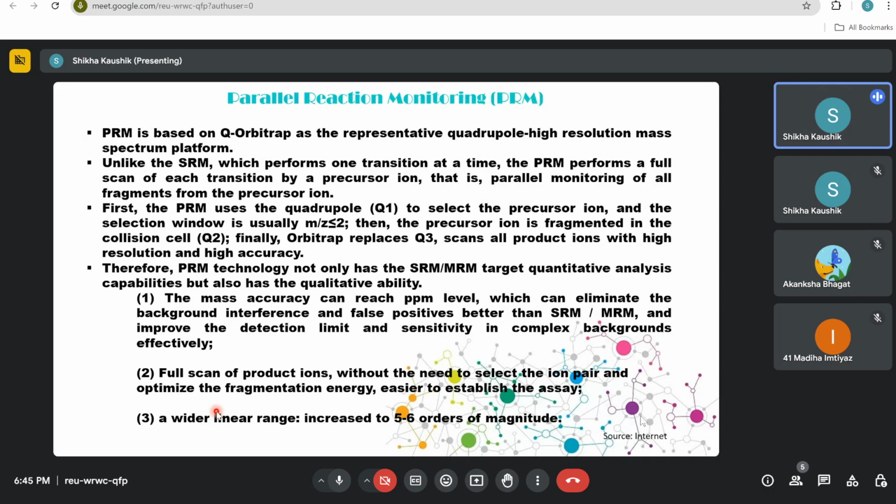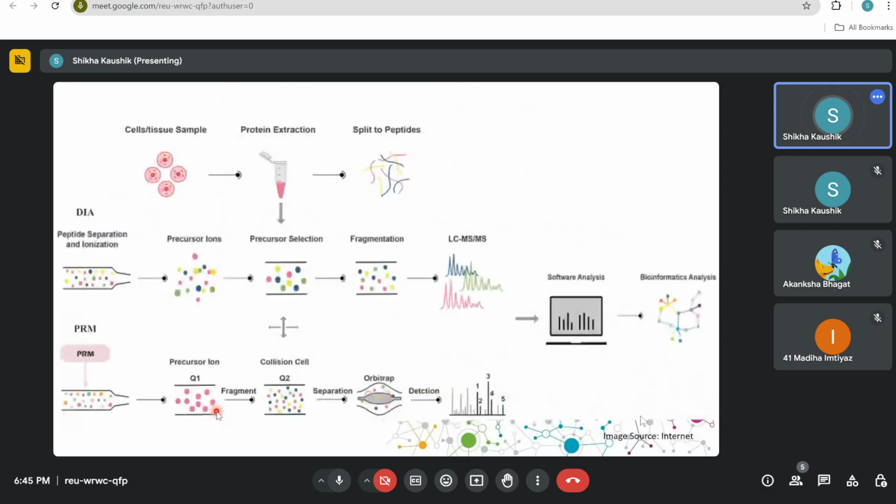Two selections are done in case of SRM, right? So this is just a cartoon to show the difference between data independent acquisition and PRM. In data independent acquisition, you are studying multiple precursors. In case of parallel reaction monitoring, you are studying a particular precursor and all the fragments that particular precursor contains. But in case of DIA, you have multiple precursors and then multiple daughter fragments that you are going to study. So it will be more complex data, more complex spectrum, more complex system.